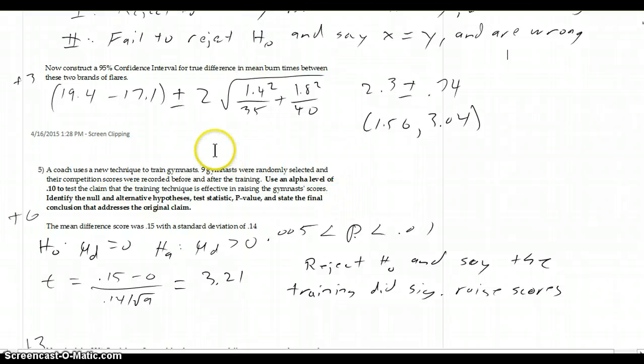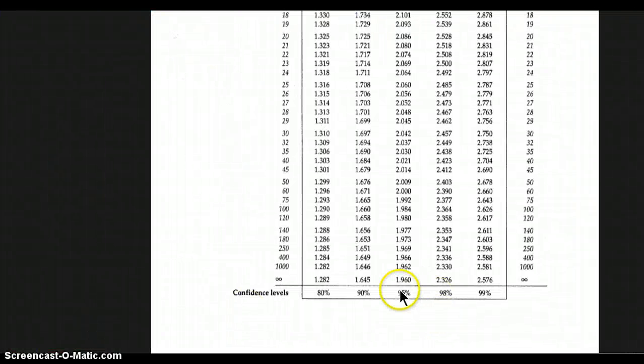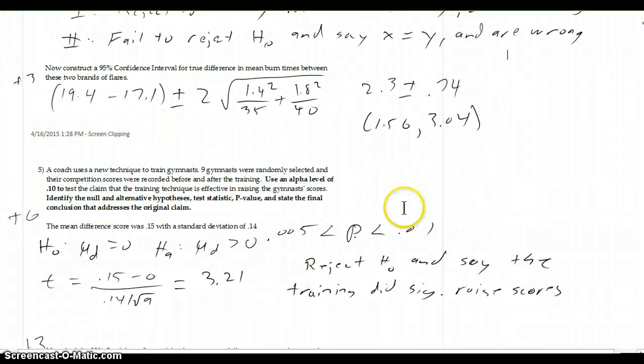And then the 95% confidence interval, if you look at row 60 at 95%, there it is, 2.00, so that's our T multiplier. And we get a 95% confidence interval of 1.56 and 3.04 is the average difference in burn times. 95% confident that the true difference is somewhere in there.